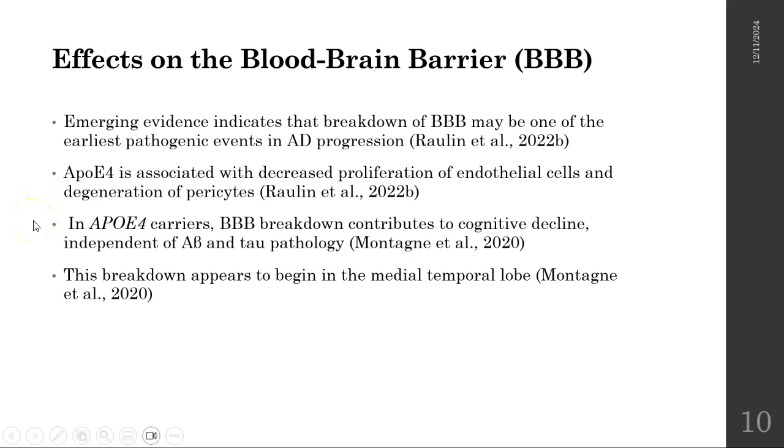In APOE4 carriers, this breakdown contributes to cognitive decline independent of beta amyloid and tau pathology. So again, there seems to be some link between the importance of APOE in maintaining the blood-brain barrier and the deficiencies of APOE4 leading to cognitive decline independent of the other factors that we discussed that are involved in Alzheimer's pathology. And as a note, this breakdown appears to begin in the medial temporal lobe, which will be important in a second when we go over APOE4 carriers versus non-carriers.